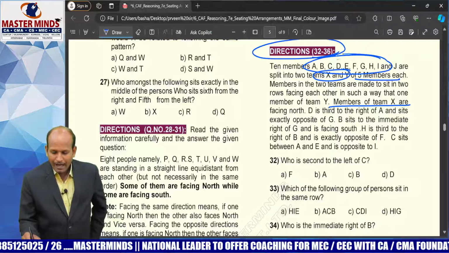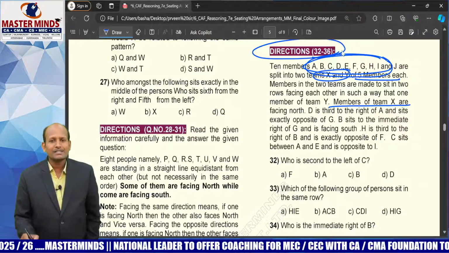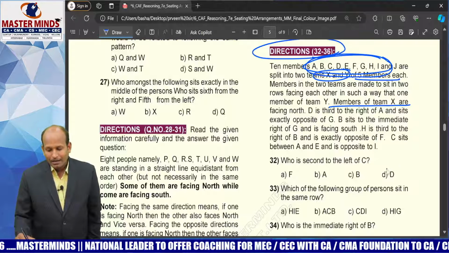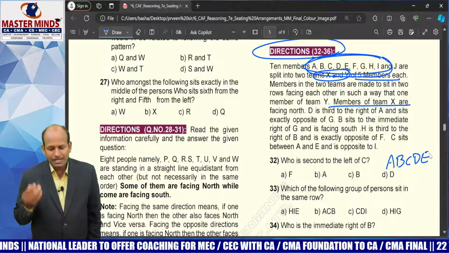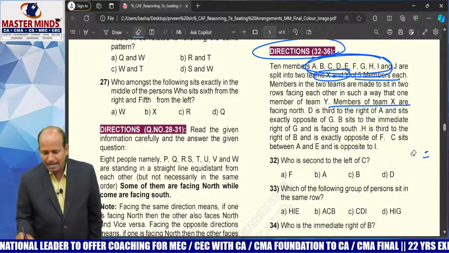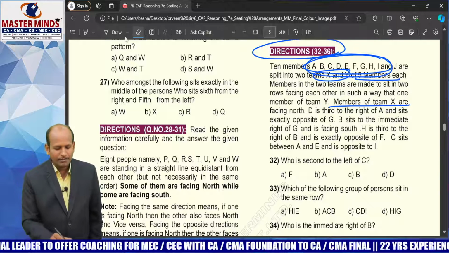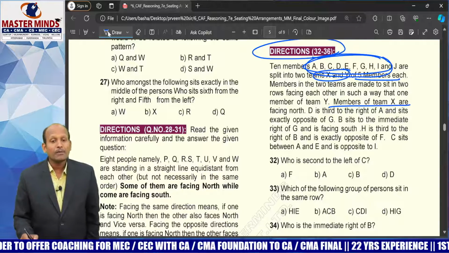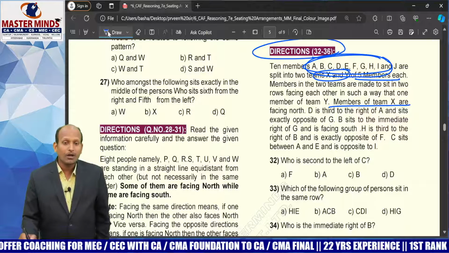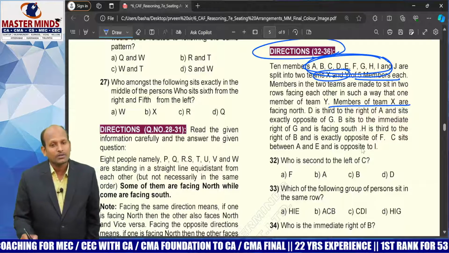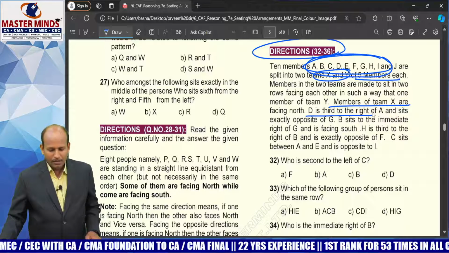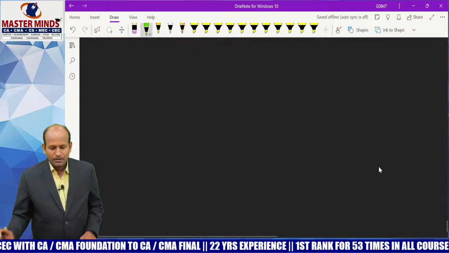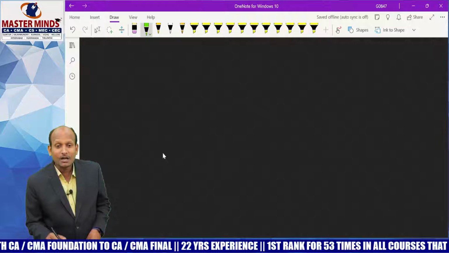That means we have 10 members A, B, C, D, E, F, G, H, I, J, okay. But are A, B, C, D, E in one line or not? So which 5 members are in the same line? They are not mentioned. That means any member we can place either in the north or in the south. So first one, D is to the right of A. First let me continue. D is to the right of A.